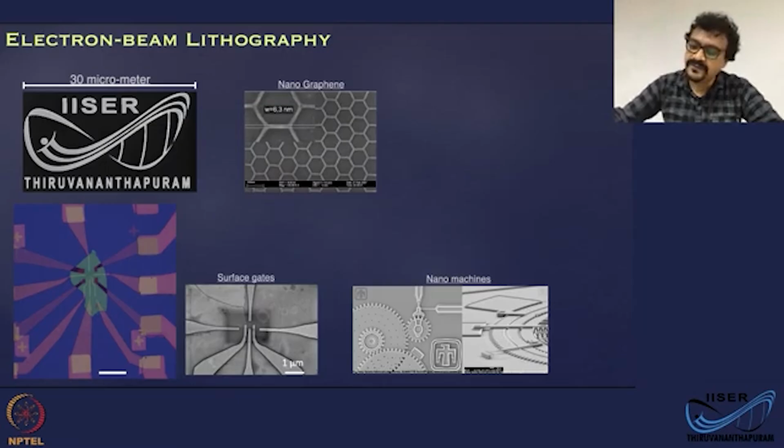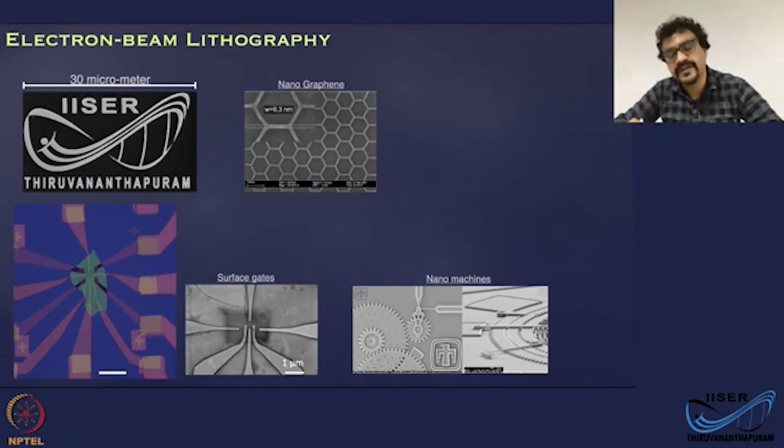Here we have a few representative images of electron beam lithography structures. Here this is an emblem of the institute, IISER Thiruvananthapuram. You can see the overall scale is 30 micrometers. If you walk down along this line, the tip of this will be maybe around 100 nanometers or in that range.